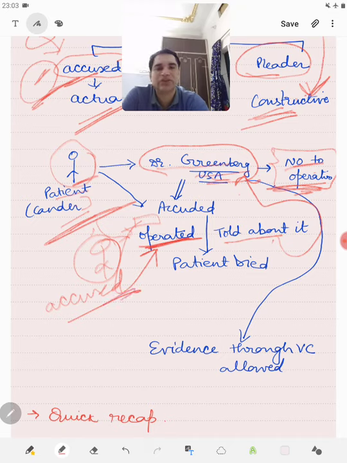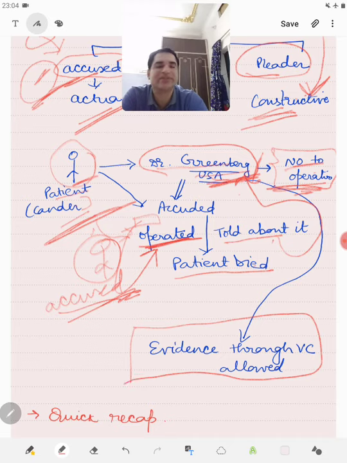Yet the accused operated the patient and the patient died. So when the case was brought against the accused, the evidence of Dr. Greenberg was to be given as prosecution evidence. Now, Dr. Greenberg was in USA and he cannot be asked to come to Indian court without undue delay or expense. So, what the prosecution said is that we want to give his evidence through video conferencing.